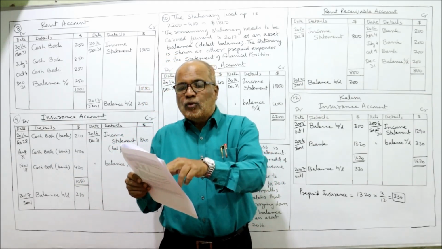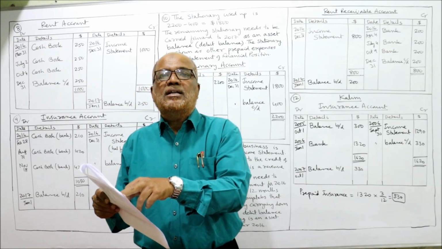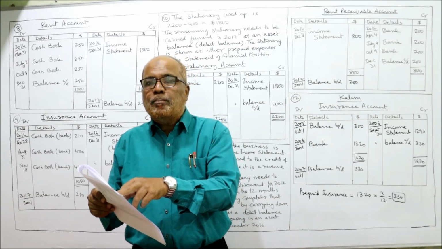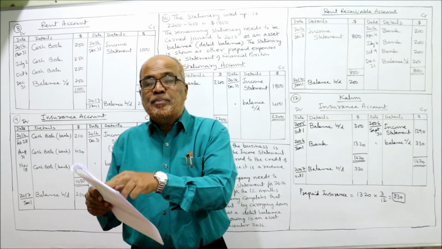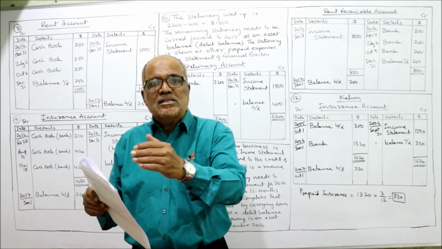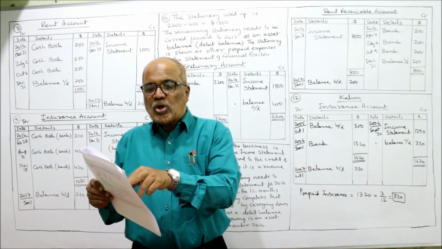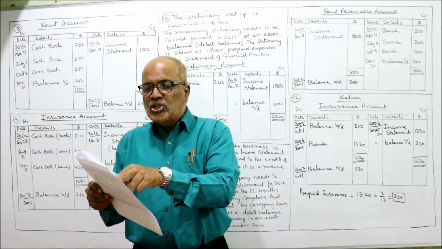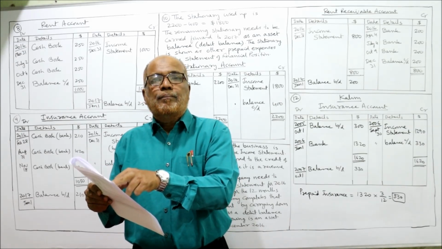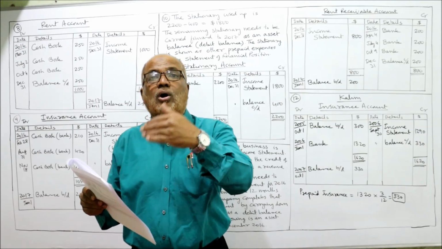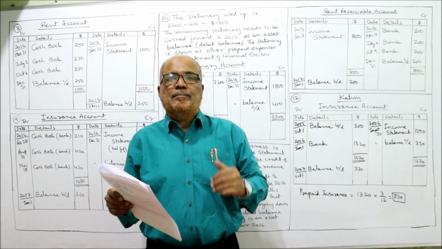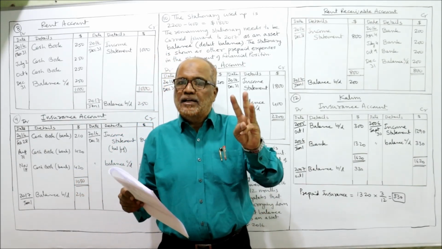The second rent of $250 is due on 30th June, but it is not paid on 30th June. It is paid on 2nd July. There is a little bit of delay. The third installment of $250 is due on 30th September, but it is paid on 4th October. There is a delay in paying the third installment.